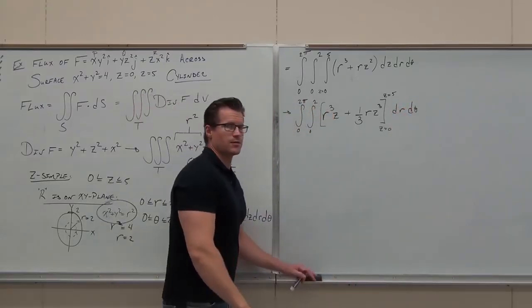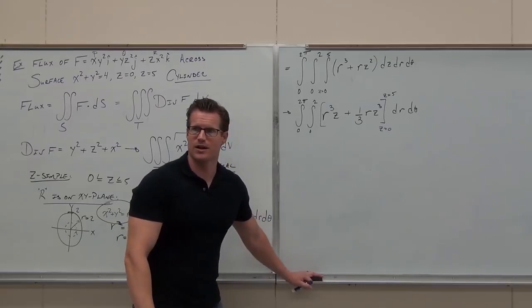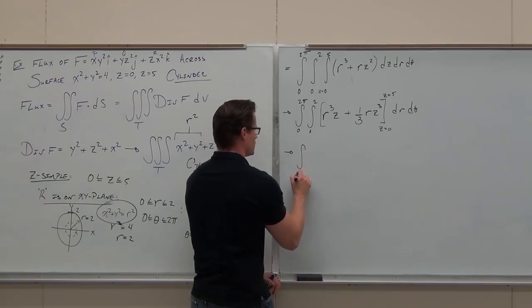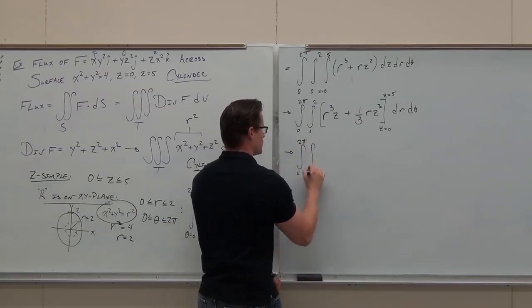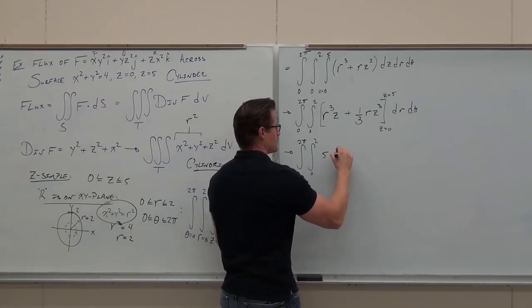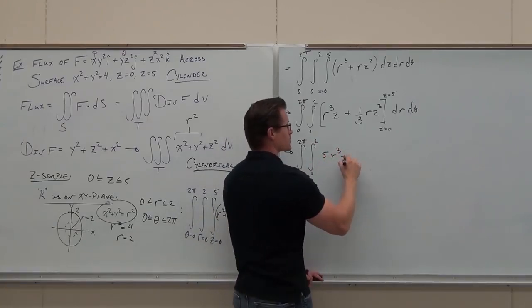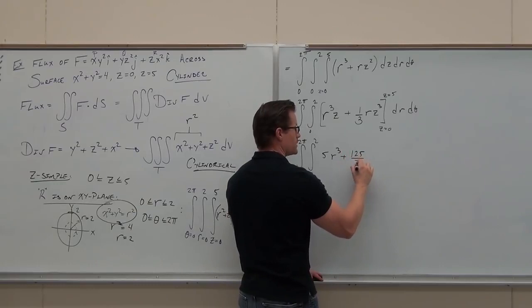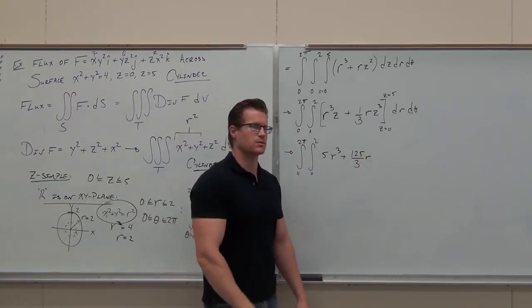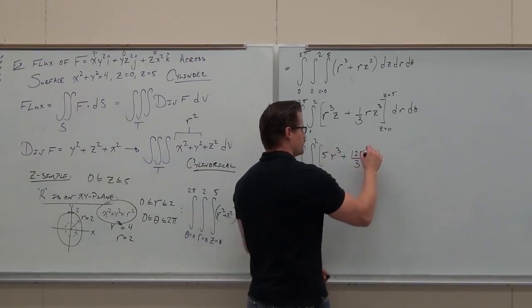Man, it's getting nasty. You got a calculator with a fraction button on it, I hope? You're going to need it. Five r cubed plus 125 over 3 r, if I've done my math right. Did you get the same thing I got? Yes. Cool. Okay, now what?